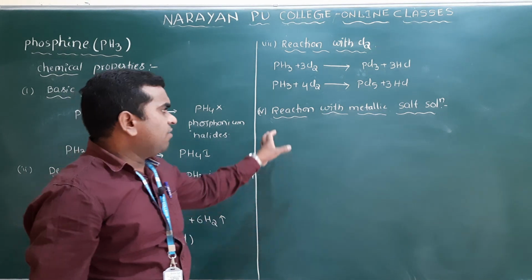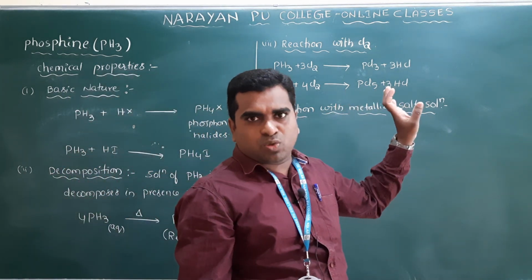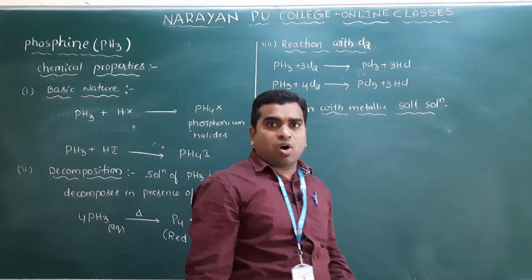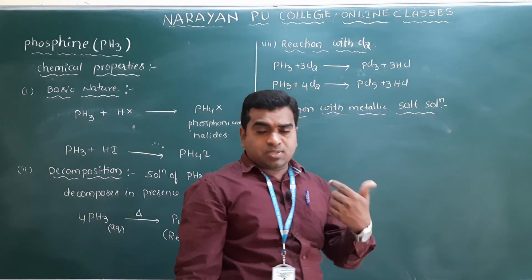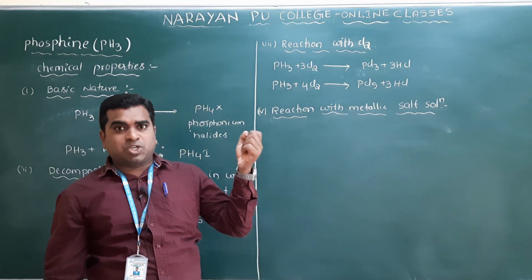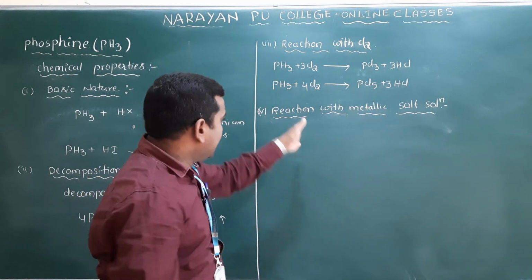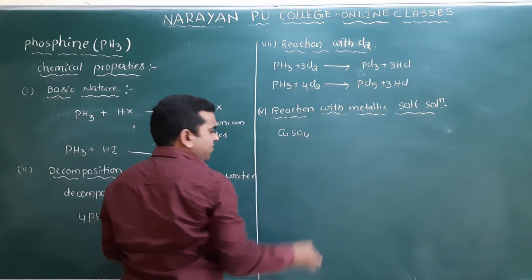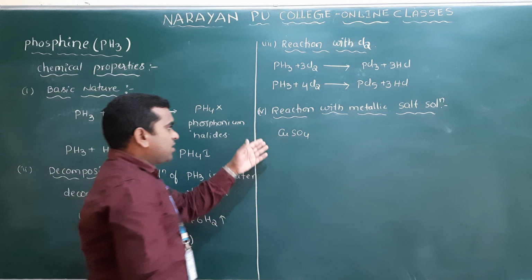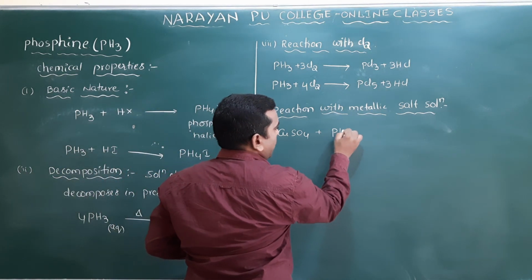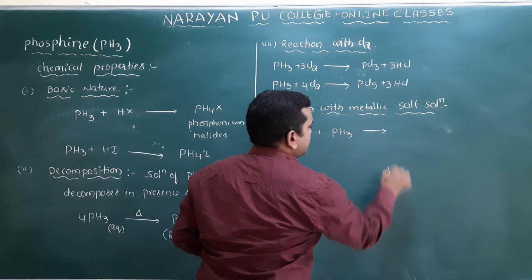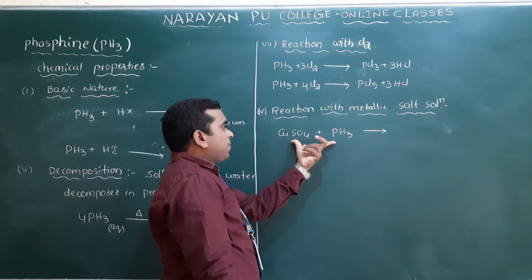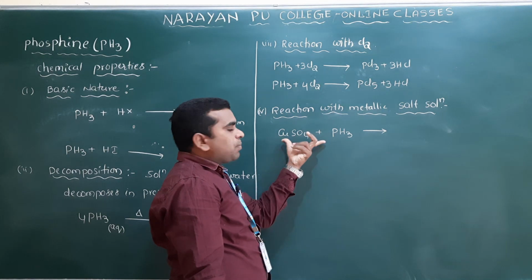See what happened here: when phosphine gas is passed through the solution of copper and other metal salts, these metal salts are converted into respective metal phosphides. Clear? Simple, I will write an example here. First one, I will take the copper sulfate salt solution. Clear? And to this salt solution we will pass phosphine gas.